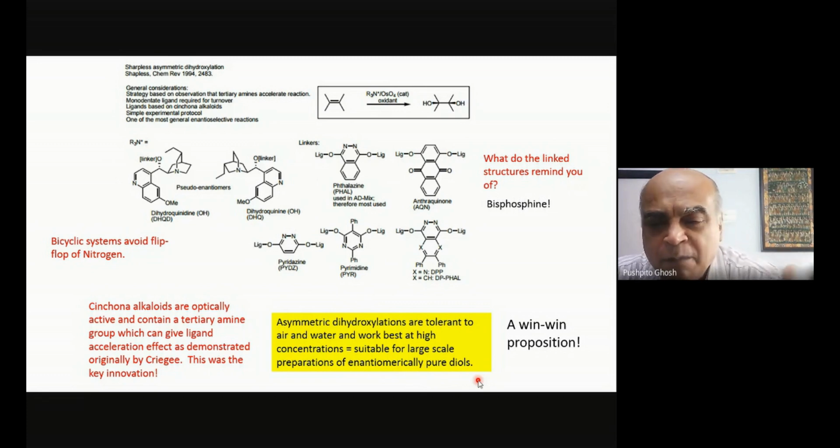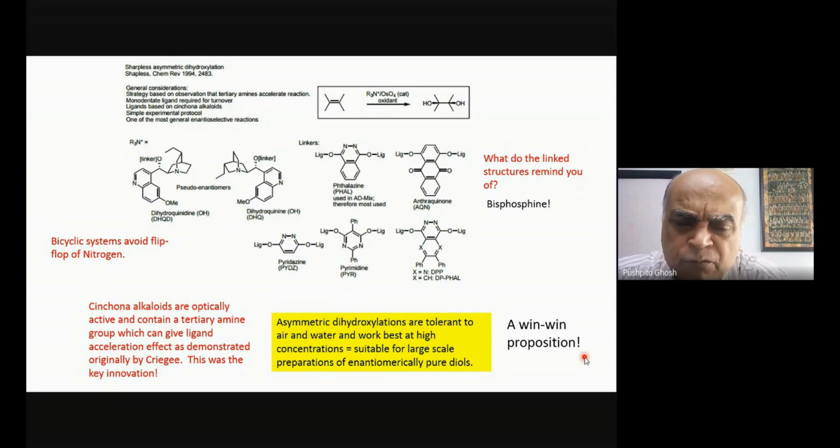Most of us tend to carry out reactions under dilute conditions, thinking that concentrated solutions may give you side products. But that's not what Sharpless found. He actually found that higher concentrations, which obviously means that you can have a much higher throughput from your process, are what gave the best chiral induction. So it was really, in that sense, a win-win proposition. Nothing can be better than that.